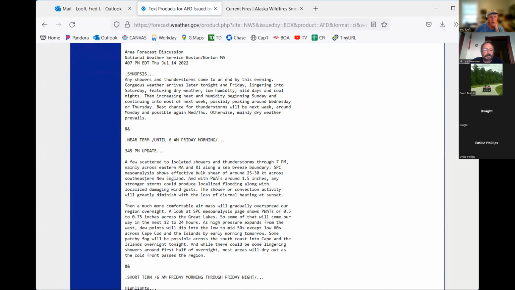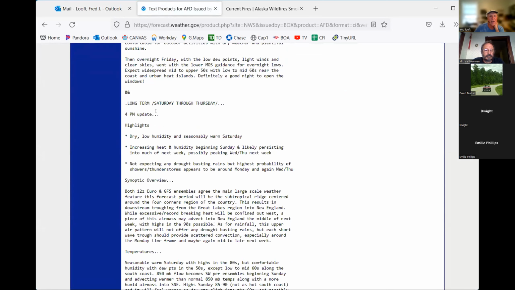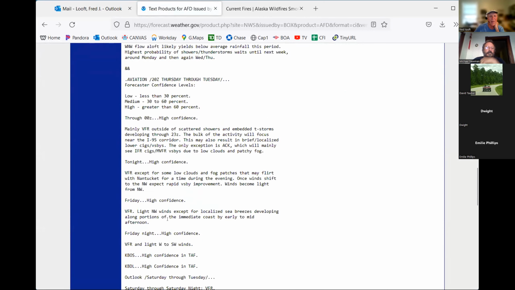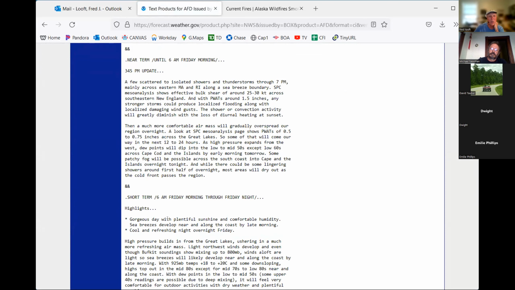And it's a good thing to do because it has an update for the local area. It has highlights. It has the 4 p.m. update from Saturday through Thursday. You can read it through. It kind of gives you a sense of what to expect in the next week. Is it going to be really hot? Is it going to be really cold, et cetera, et cetera? It's just kind of informational.